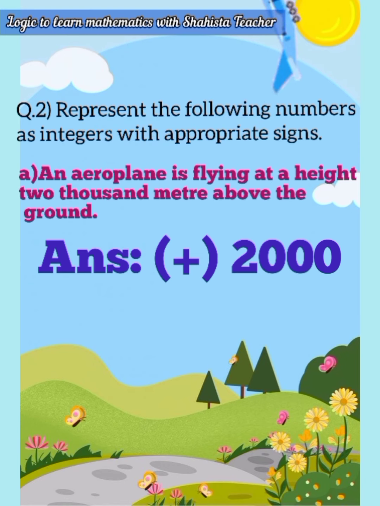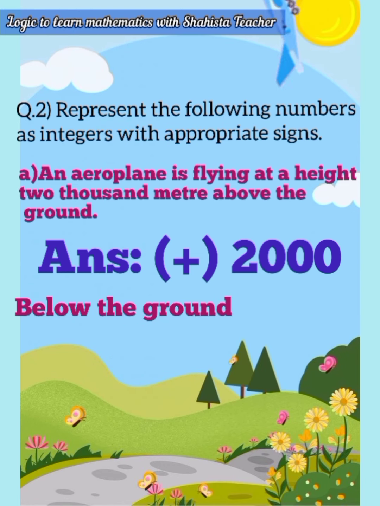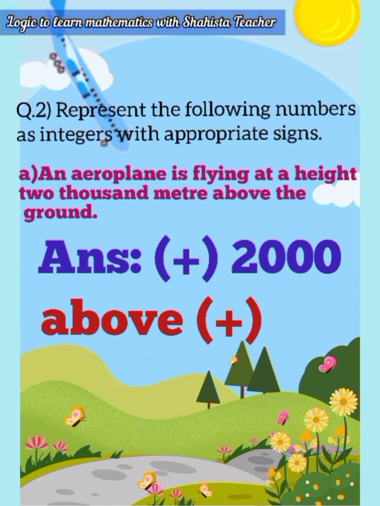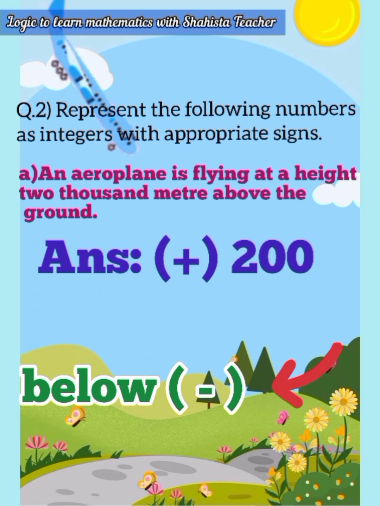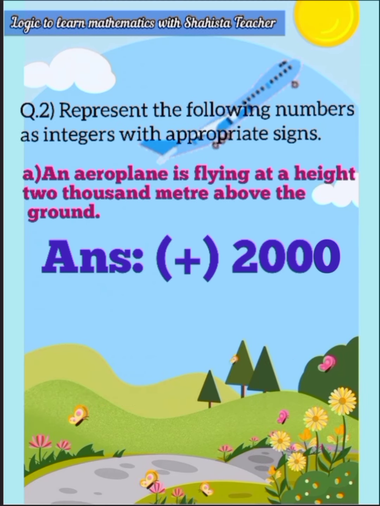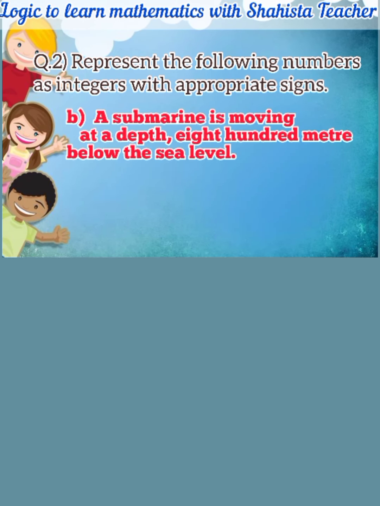Isn't it so simple? But can you think what it would be if it is below the ground? Then we can write there minus 2000. For above we will use plus sign and for below we will use minus sign. Always remember this concept. Now let's read question number 2, sub-question B.